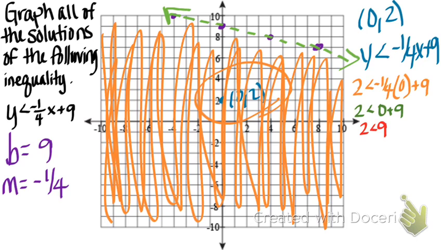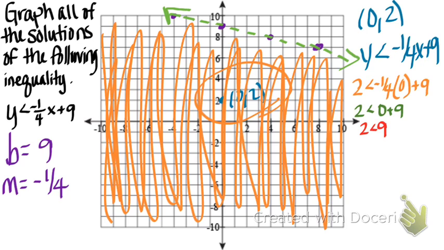And my inequality symbol said y is less than. So it's going to be less than 9. That's what it's telling me. So I checked it. 2 is definitely less than 9. So if 2 is less than 9, all of these points below the line will satisfy the inequality.